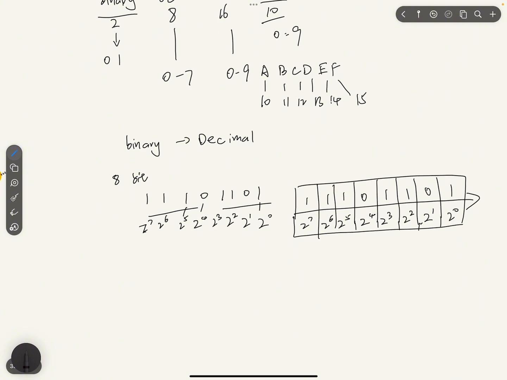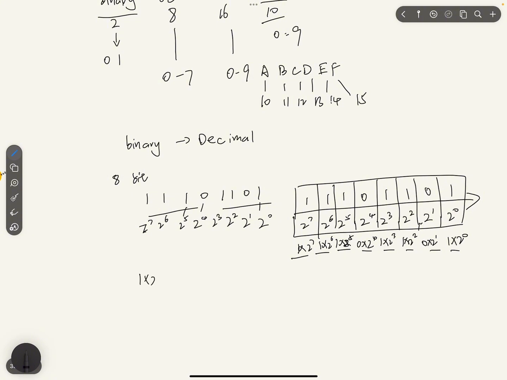So for this one, we will have 1 times 2 to the 0, and this one has 0 times 2 to the 1, and 1 times 2 to the 2, 1 times 2 to the 3, and 0 times 2 to the 4, 1 times 2 to the 5. This one has 1 times 2 to the 6, this one has 1 times 2 to the 7. Now we just need to add up all these numbers in order to get the decimal.